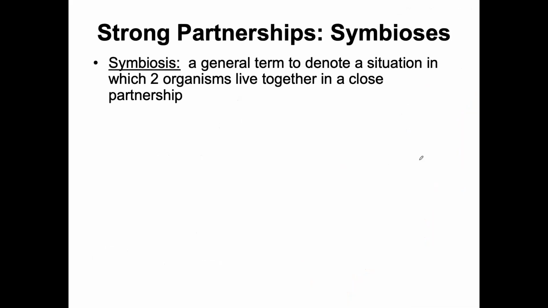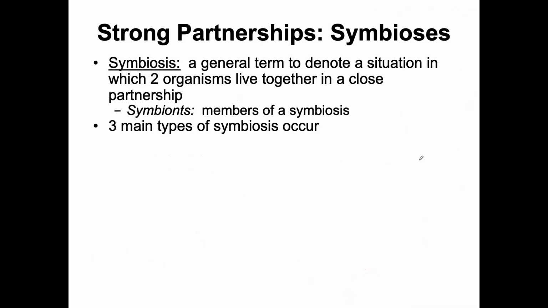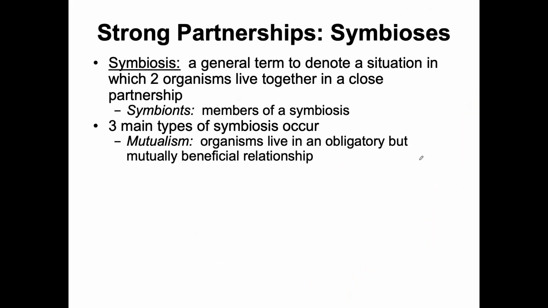In a symbiosis, both organisms benefit from the relationship, right? And that's like we saw on the previous slide. The three types are mutualism, where the organisms live in an obligatory and mutually beneficial relationship. So what would we call that? You scratch my back, and I'll scratch yours. Okay.